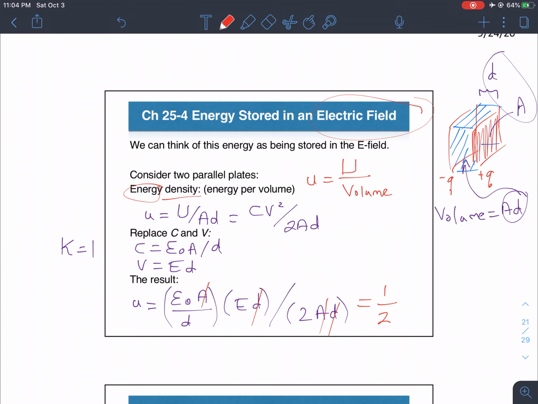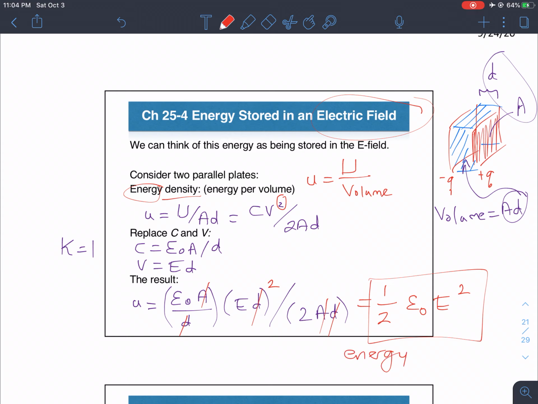Sorry, I forgot to square V, and I was like, why do I have this? So this is squared, so this D is going to go away as well because there are two of those. I should not have been left with D, that's why I remember the square here. So this was V and it was squared. So what we have left is 1/2 epsilon naught and the electric field squared. So that's what the energy density is.